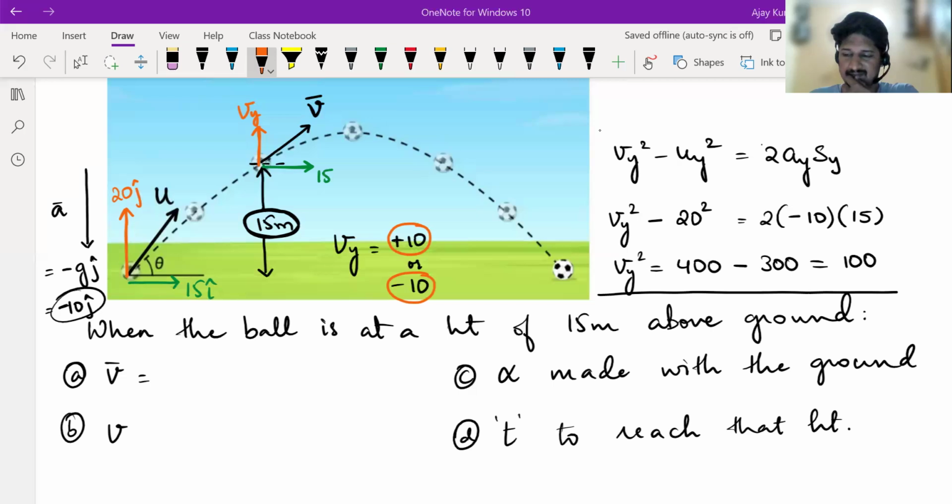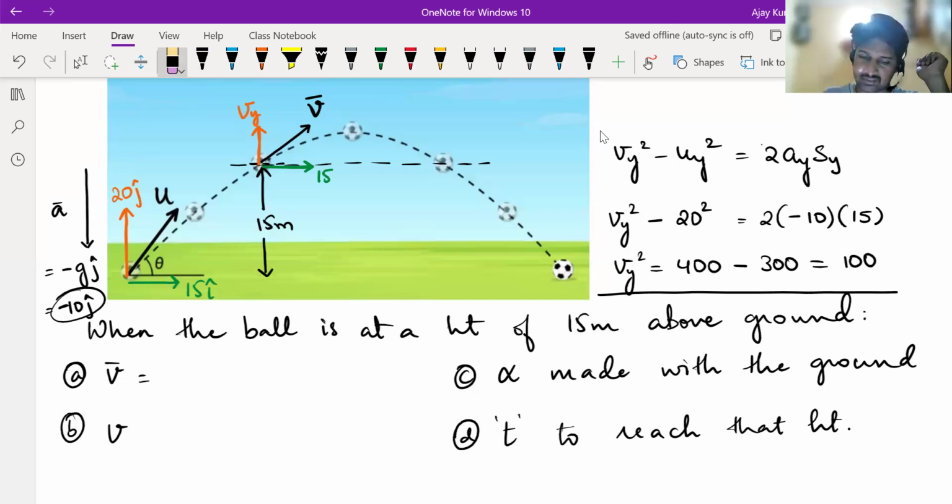Sir, positive value means going upwards, negative means downwards. Okay, positive velocity indicates positive direction, negative velocity indicates negative direction. Now, how come we got two answers for that height 15 meters? Observe the diagram. When the object is at a height 15 meters, there are two possible positions. Once during ascent, it will be at that height, and once during descent also, it will be at that height. Okay, not just during ascent, no, during descent also, there will be one instant when the ball is at a height of 15 meters.